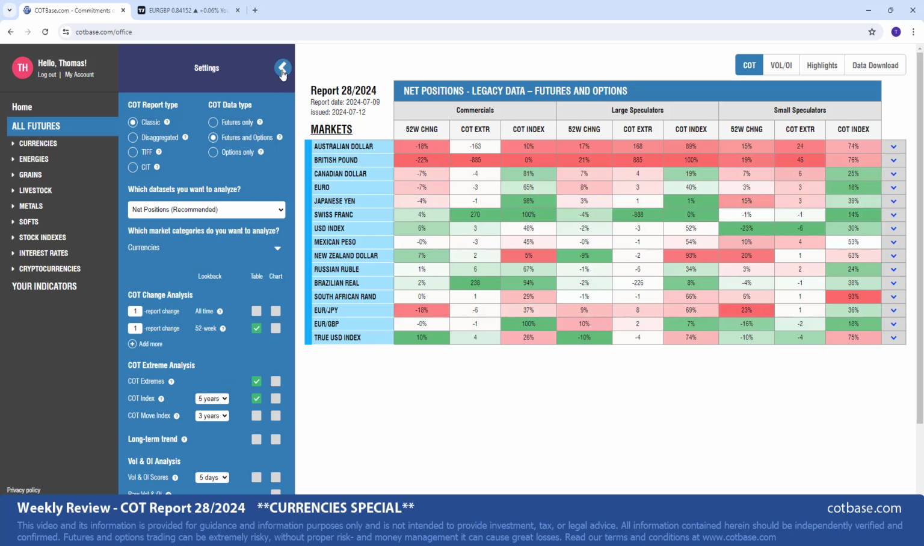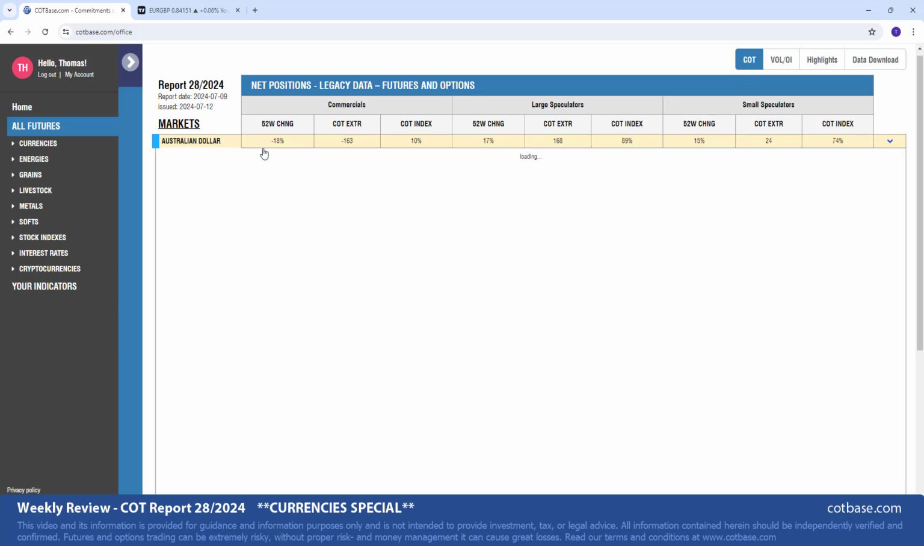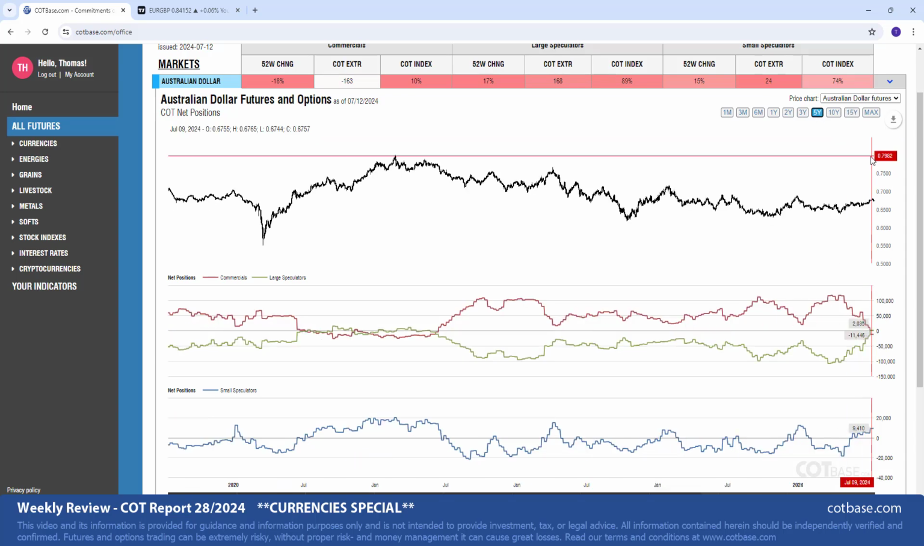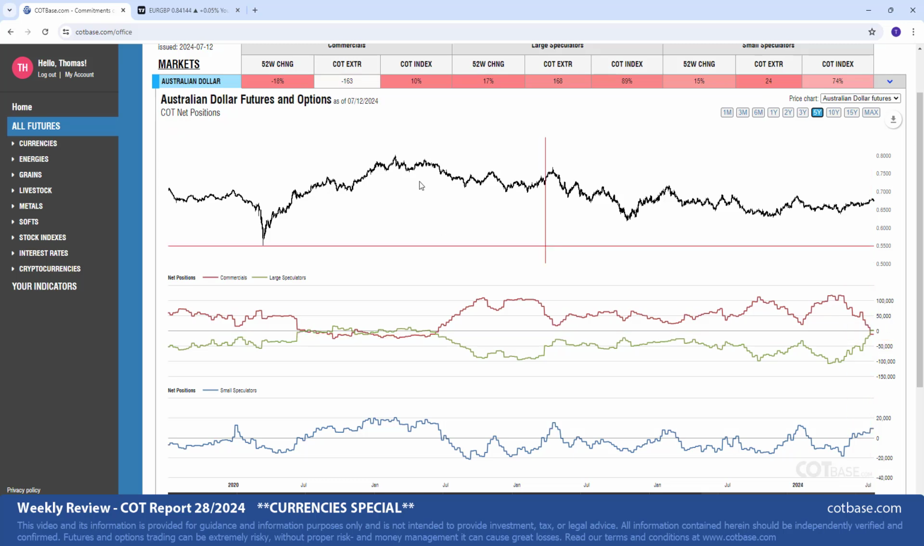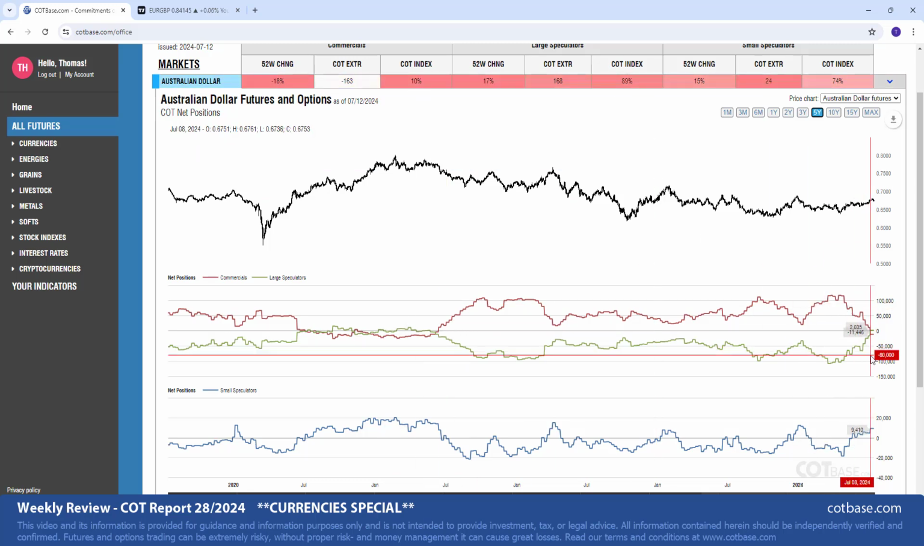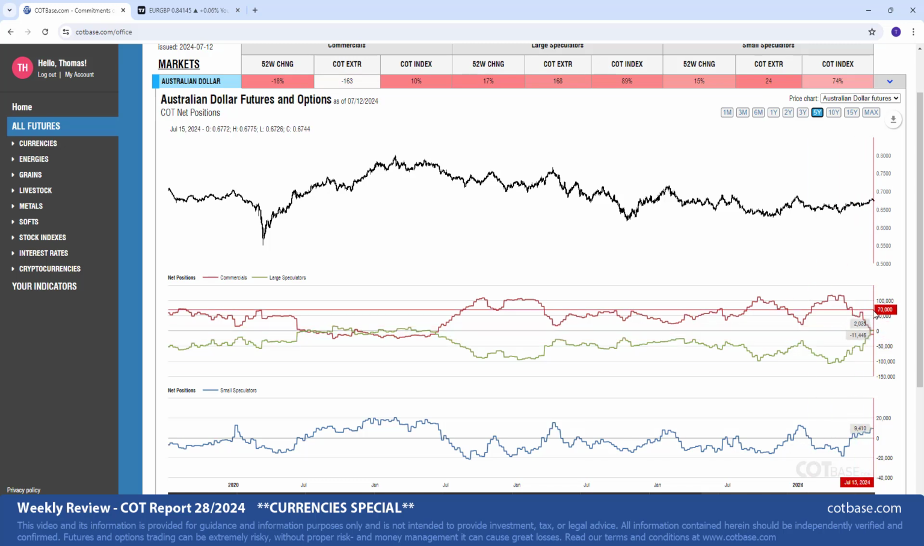So let's get started. Let's open the Australian dollar and look at what we have here. I'm just going to switch back to the 5 years chart. So you can see that we have a bearish COT extreme in the Australian dollar. This is a 163 report extreme in commercials net positions, a 168 report COT extreme for large speculators, and a 10% and an 89% COT index value. So that's something that's worth mentioning or worth analyzing, in my opinion.